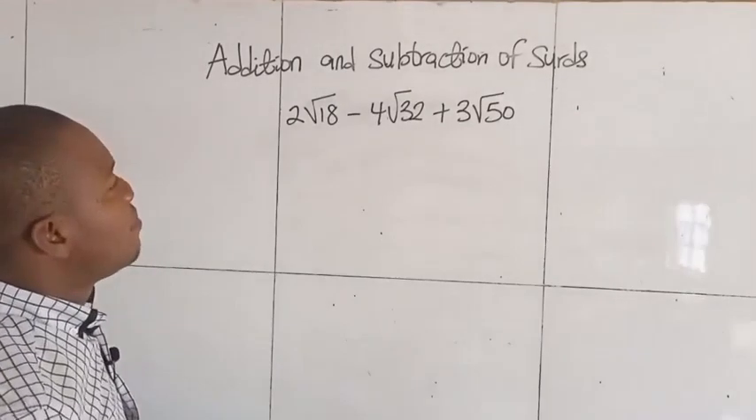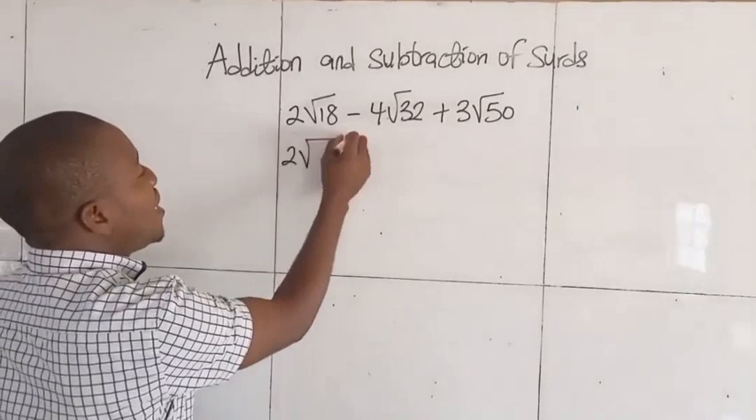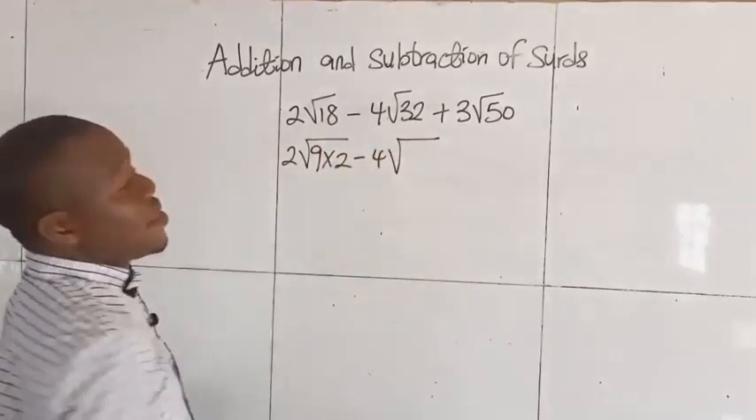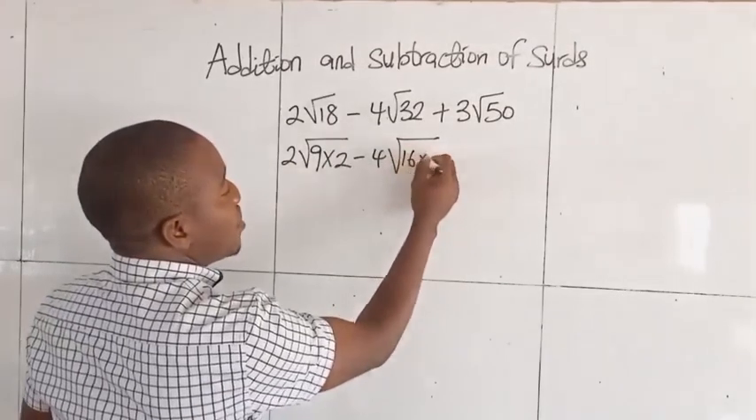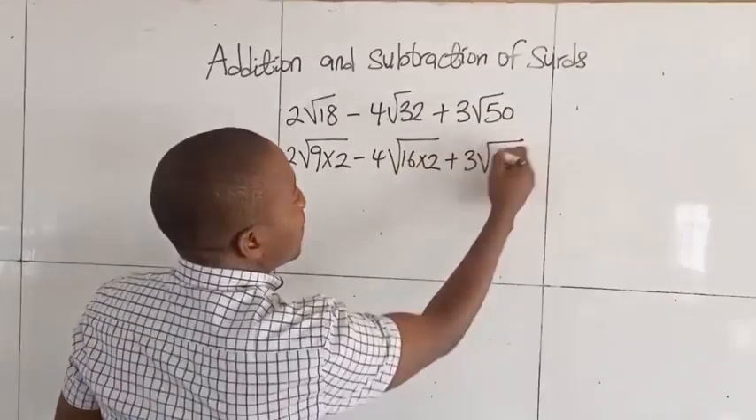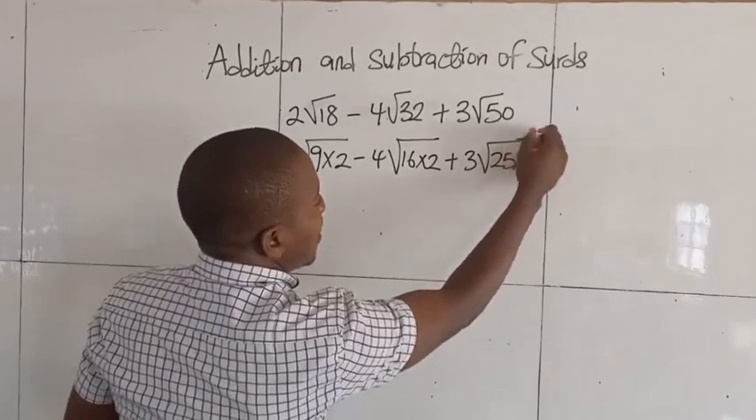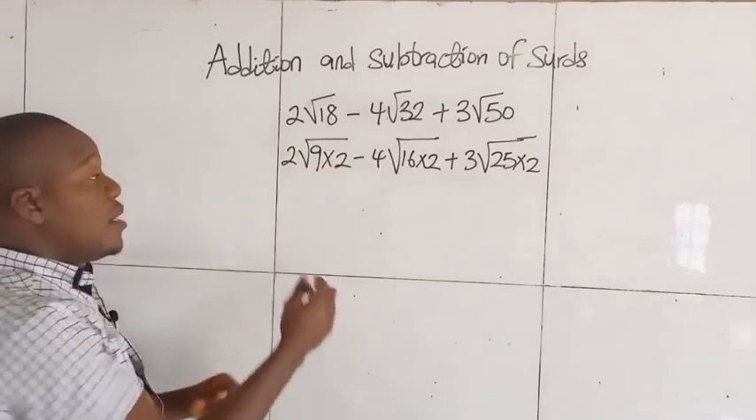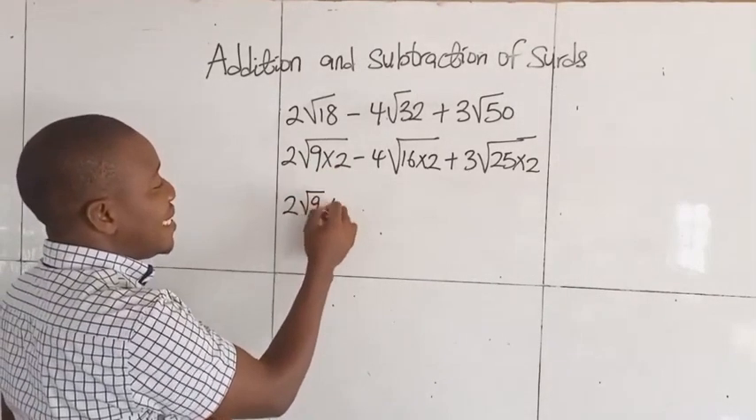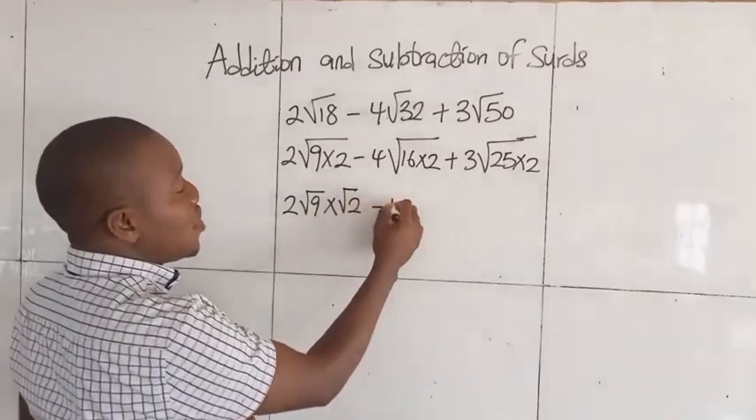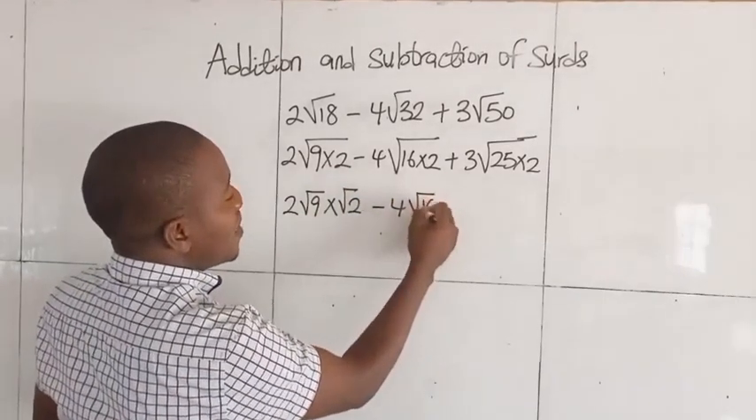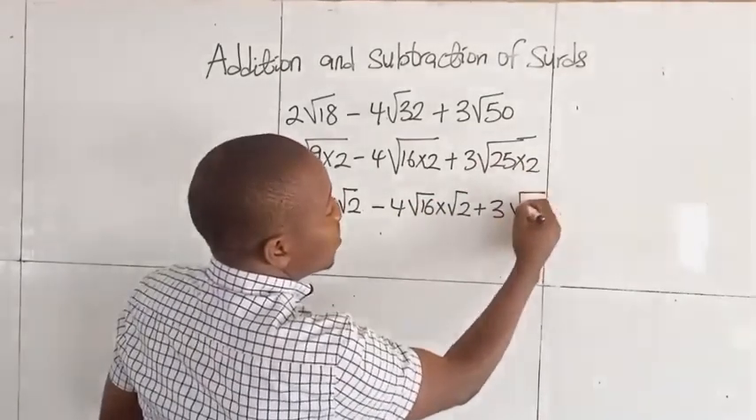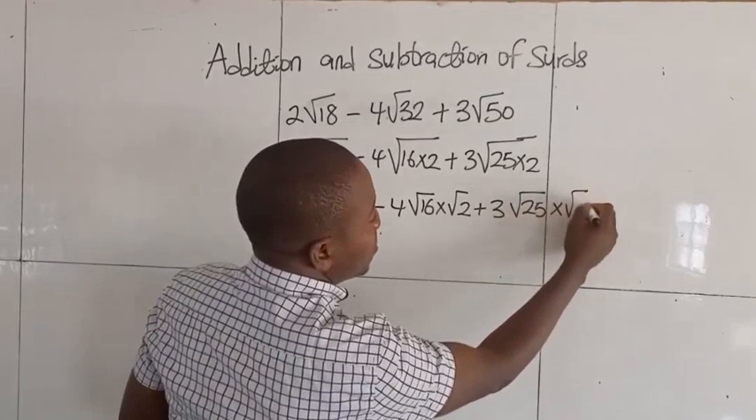So we break them down to their basic form. This is 2 root 18, which is 9 times 2, minus 4 root 32, which is 16 times 2, then plus 3 root 50, which is 25 times 2. And then we continue. The square root here is for 9 and 2. We can split them out. So we have 2 root 9 times root 2 minus 4 root 16 times root 2 plus 3, I split them out also, root 25 times root 2.